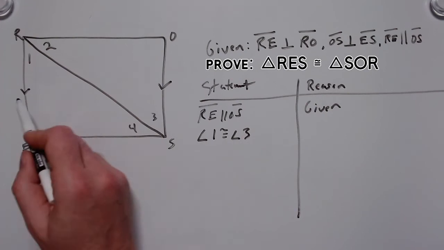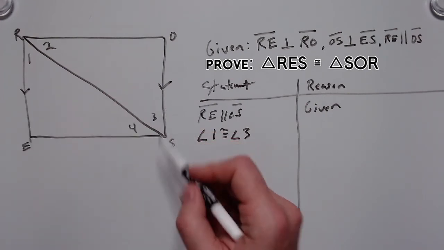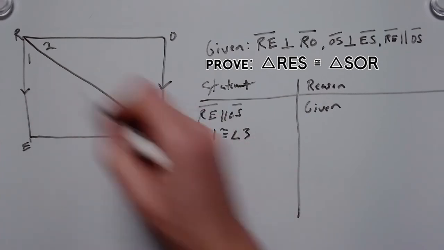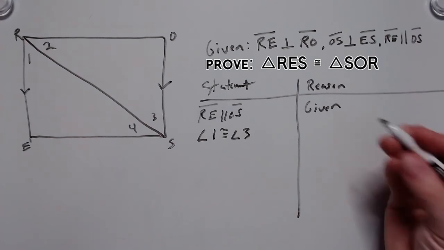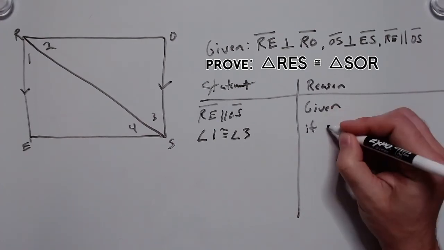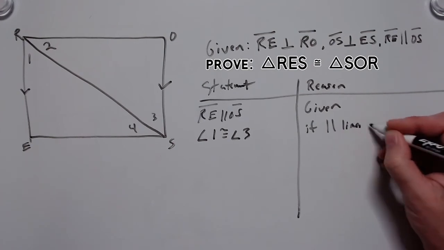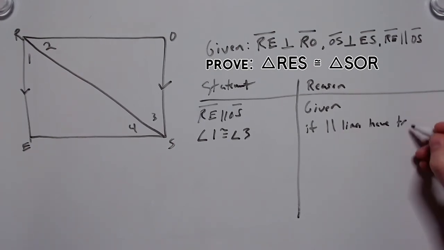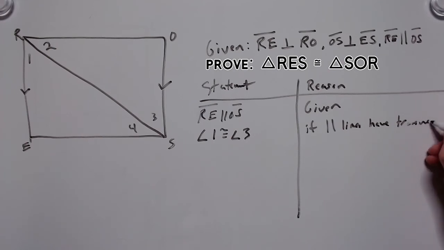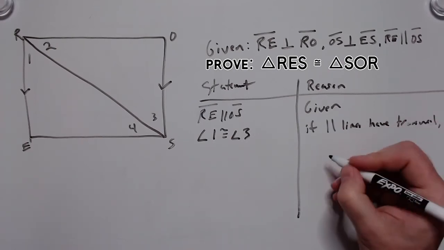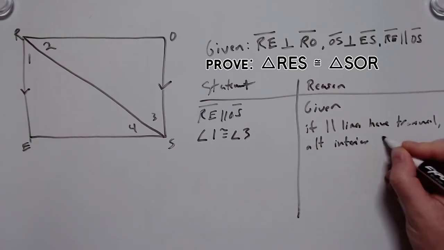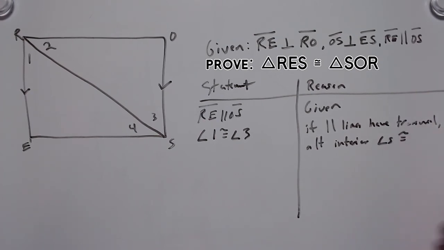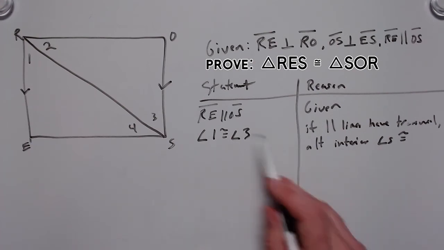Well, we learned in the past that when you have parallel lines and they have a transversal, a line that connects two parallel lines, the alternate interior angles are congruent. So I would say, if parallel lines have transversal, that's kind of on the screen, then alternate interior angles are congruent. I'm using shorthand, and your teacher may or may not allow you to do this, but now we've proved that angle 1 is congruent to angle 3 because of this property.